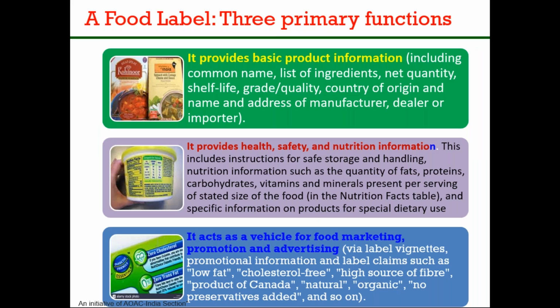The three primary functions, if you look at a food label, are as follows. It gives the primary information about the product, that is the name of the food, including the common name, the list of ingredients so that the consumer can make a choice, the net quantity, the shelf life, that is the best before date, the country of origin, where it is produced, and by whom it is produced.